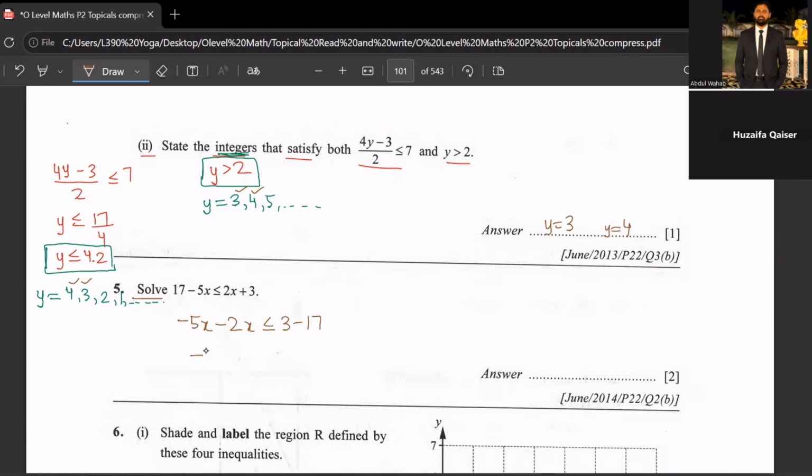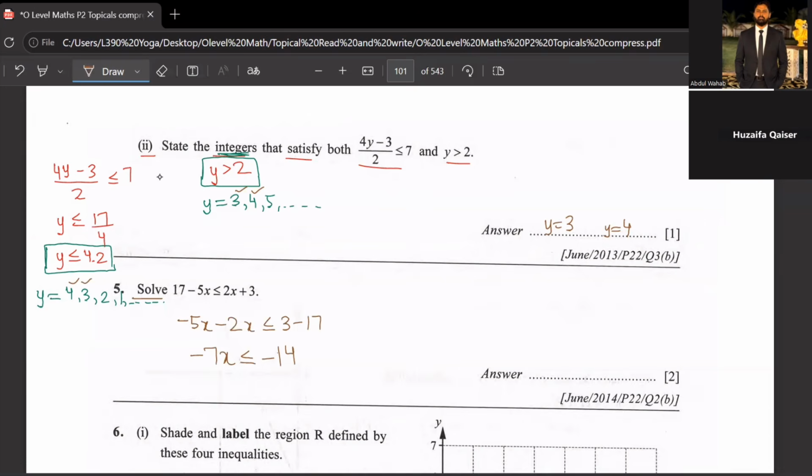Now it becomes minus 7x, and 3 minus 17 becomes minus 14. Now focus here. This is the only rule which we use in inequality. We need to focus. Otherwise, to solve any inequality, we just follow the same rules as for simple linear expressions, linear equations.